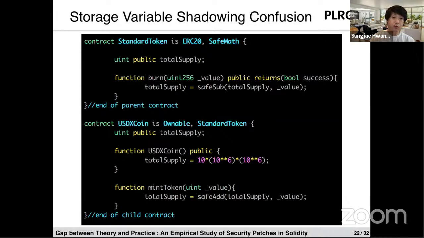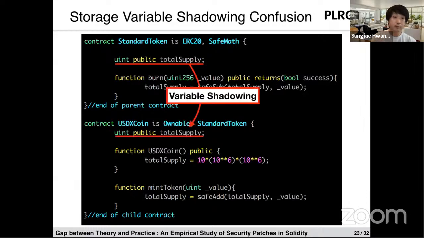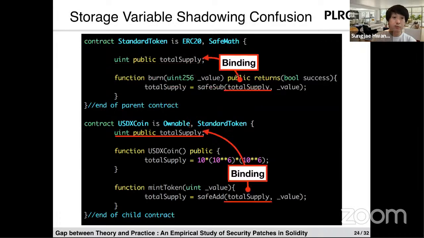So here we have 2 contracts, the standard token and the USDX coin contract. The USDX coin contract is a child contract of the standard token contract. They both have a variable named total supply. So the variable in the child contract shadows the inherited variable.